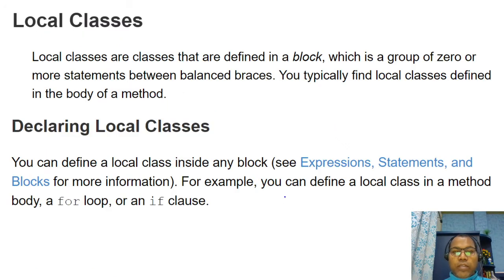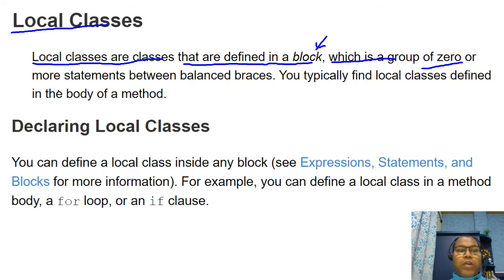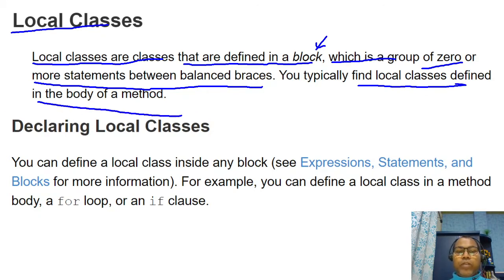So now we have discussed two classes, your inner class as well as your static nested class. Now let us discuss local classes. Local classes are classes that are defined in a block, any block, like a group of zero or more statements between braces. Typically a local class is defined in the body of a method. So whenever you write a method, inside the method you can declare some classes. That is known as local classes.